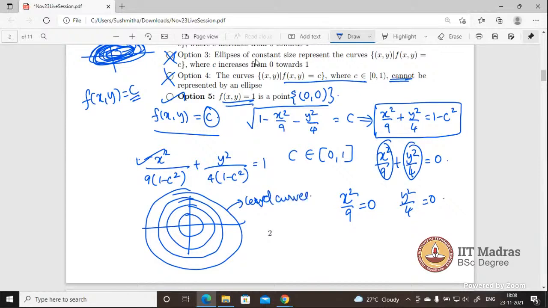These are of the form f of x comma y, or any function f of x comma y comma z or something is equal to constant. So for each constant, it will be one curve. It's just that as the c varies, you're going to get the same curve of bigger size or smaller size. That's it.